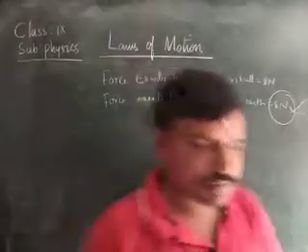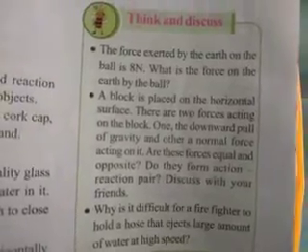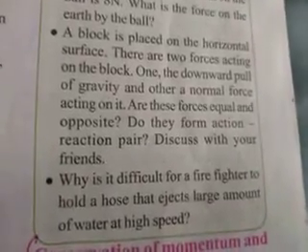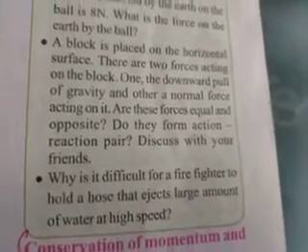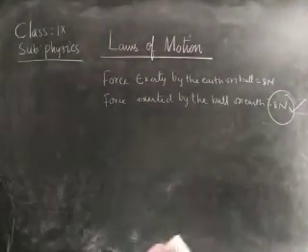Okay, children. Next, the second question is that here a block is placed on the horizontal surface. There are two forces acting on the block, that is the gravitational force as well as the normal force. The downward pull of gravity and a normal force acting on it. Are the forces equal and opposite? Do they form an action-reaction pair? Discuss with your friends.